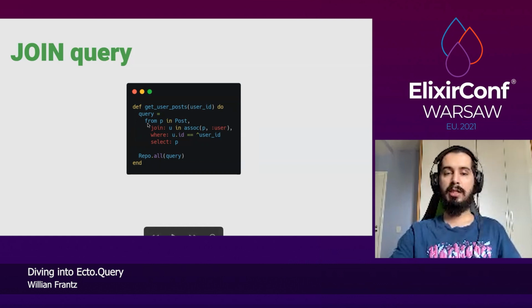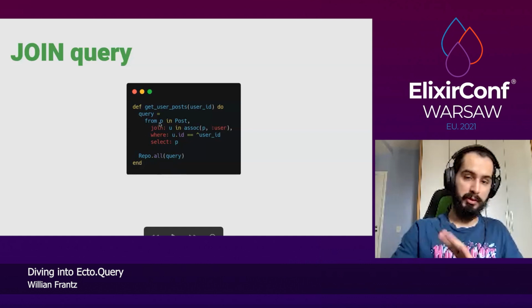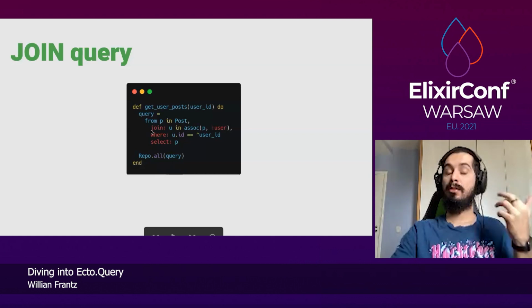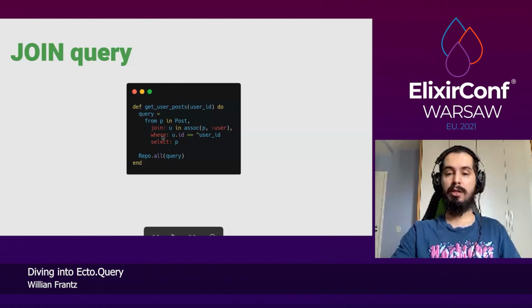So I need to query over the posts for this user. We're going to select all the posts, joining them with the users, and we want to select all the posts where the user ID is equal to the user ID. I'm using the pin operator here, so it doesn't try to pattern match. And I am selecting the post, all the fields of the post, and I'm applying the Repo.all query. So this is still pretty simple, but we have added a new keyword functionality, which is the join.